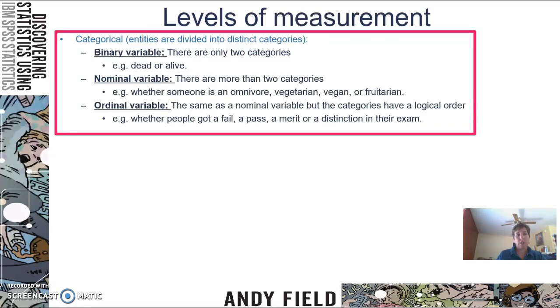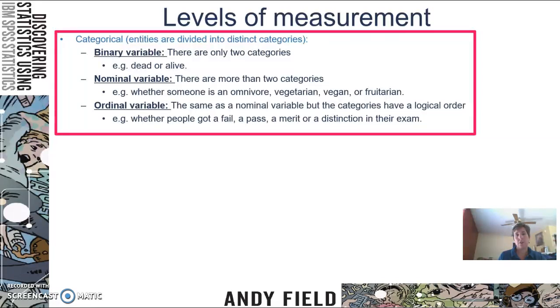So you have binary variables, only two categories, binary is two. That one's pretty straightforward, dead or alive, male or female. You have nominal variables, and there's more than two categories. So here's an example, omnivore, vegetarian, vegan, or fruitarian. You know, honestly, when I run data, I always tell my students nominal, gender, for instance, males and females, it's a nominal variable. Ordinal is the same as the nominal variable, but the categories have a logical order.